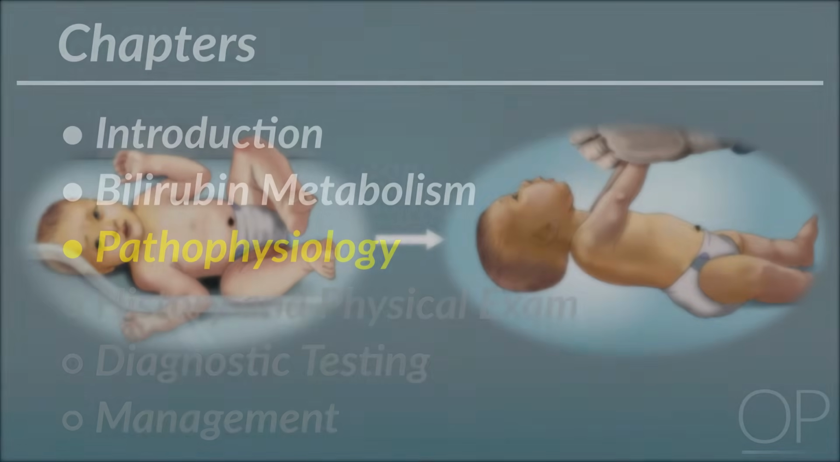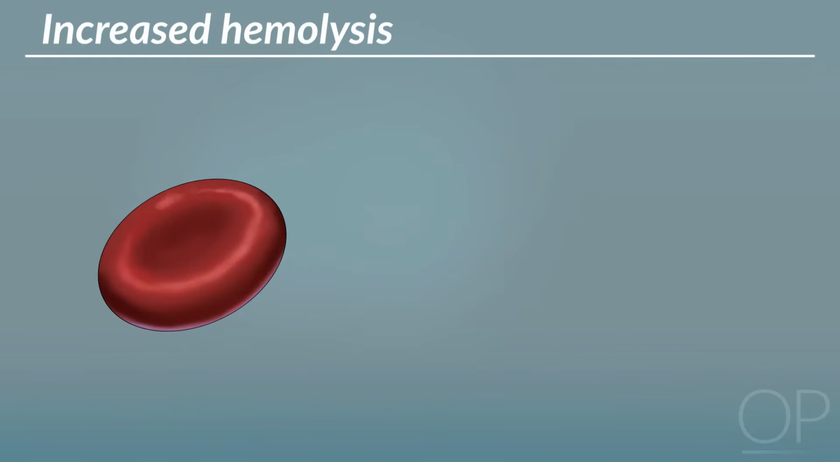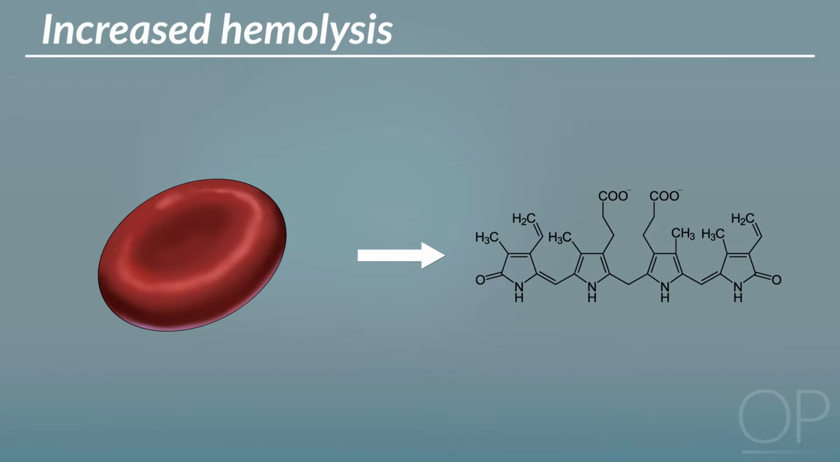Pathophysiology. When physiologic jaundice progresses to hyperbilirubinemia, it is important to consider other mechanisms that might also be contributing. The first mechanism to consider is increased hemolysis of red blood cells, which leads to increased production of unconjugated bilirubin.